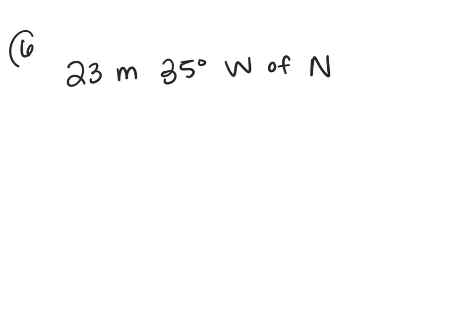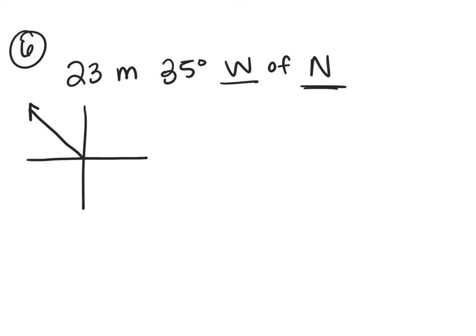For question number 6, same deal, we're finding x and y components. This time we have a vector of 23 meters at 35 degrees west of north. North is the last one, so that's the axis our angle is going to touch, and we're going to go west of it. So that means we're going to head up like this. Our angle is going to touch this north axis, and it's going to be 35 degrees. Our magnitude, which ends up being the hypotenuse, is 23. So that's our first step.